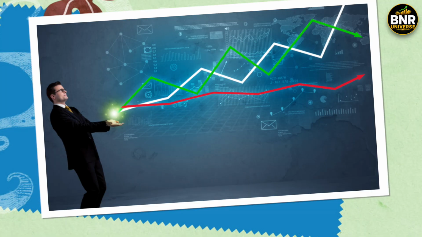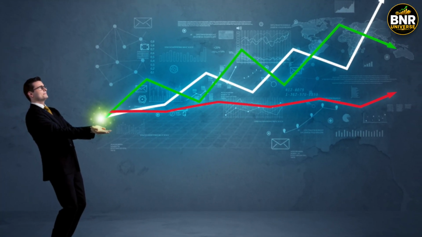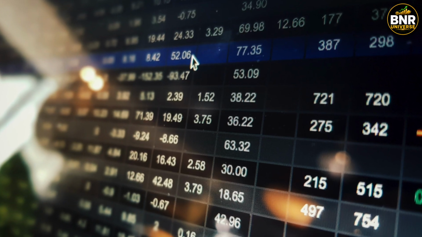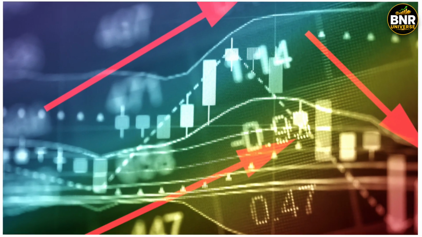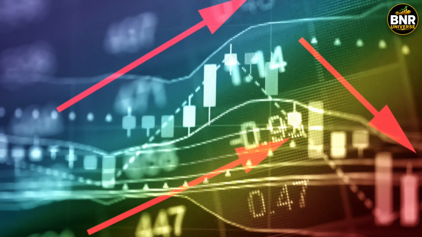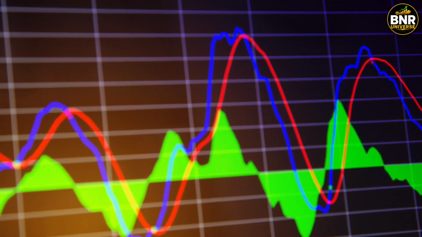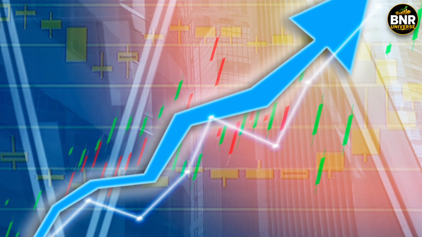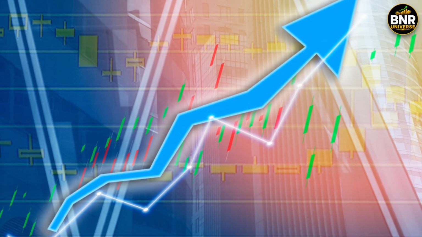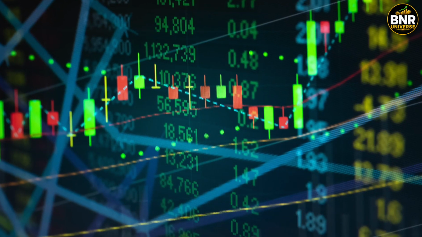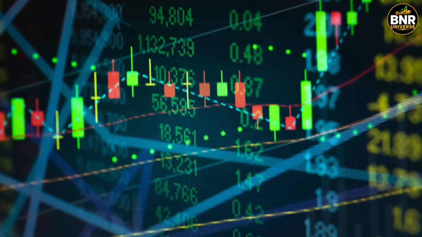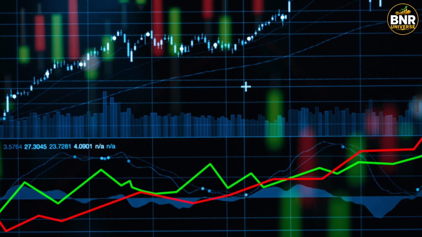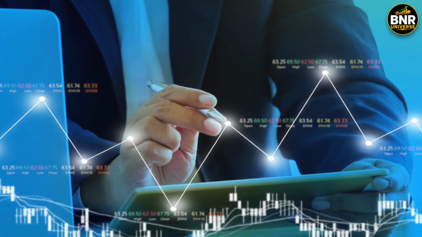The psychology behind price action. The market moves because of one simple reason: human emotions. Fear, greed, hope, panic, confidence. Every candlestick reflects the emotional decisions of thousands or even millions of traders. When buyers become aggressive, prices rise. When sellers dominate, prices fall. Price action helps us identify these emotional shifts before they become obvious to everyone else.